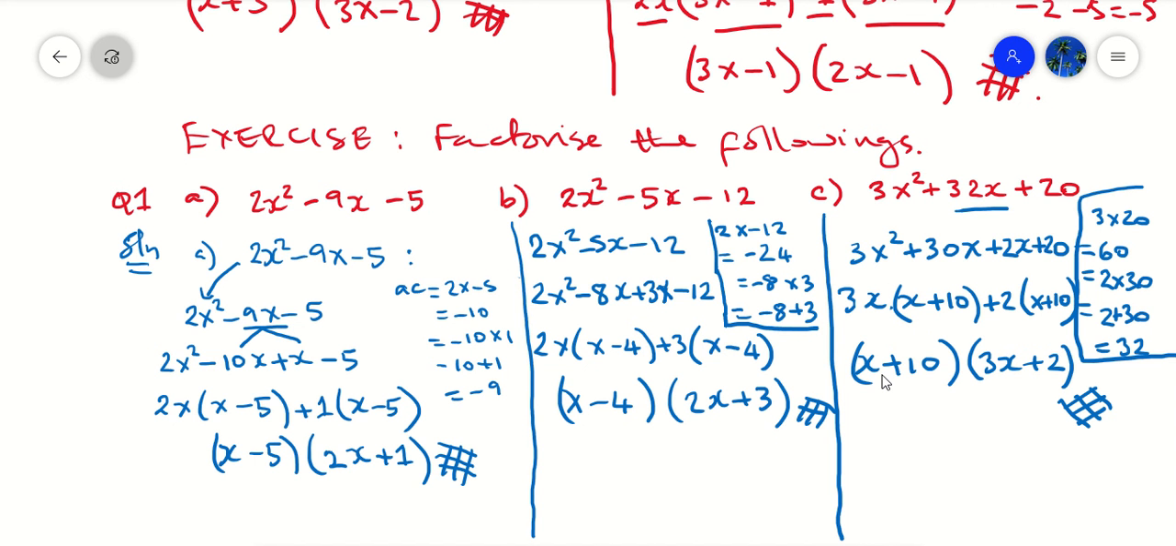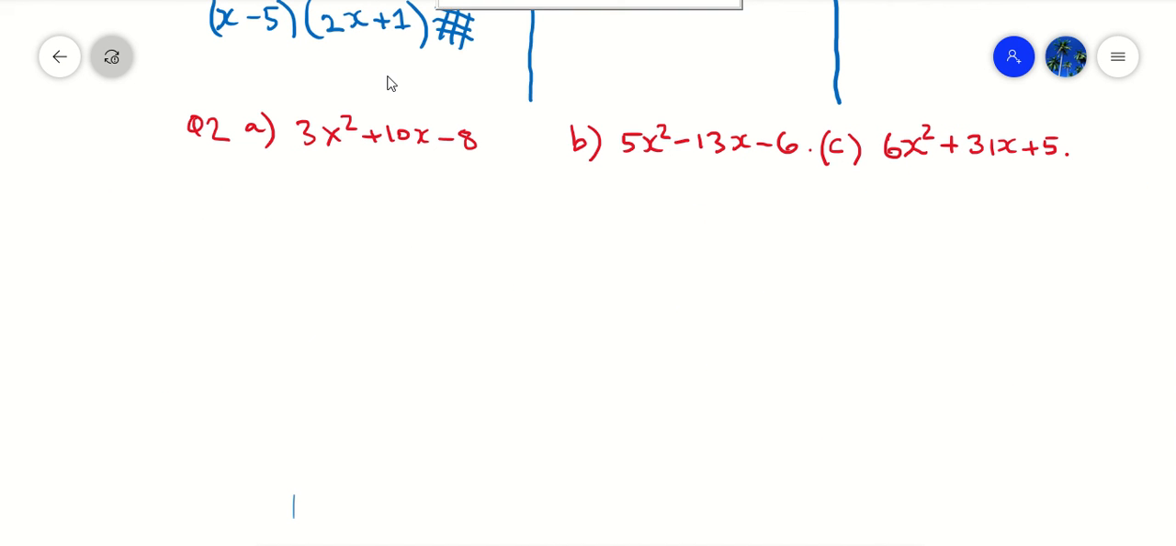So now let's have a look at exercise question number 2 for you to try. Okay, I've got question number 2, which is for you to try. It has 3 parts again, part A, B, and C. Pause the video, try them for yourself, and then I will post the solution, and then we can compare.